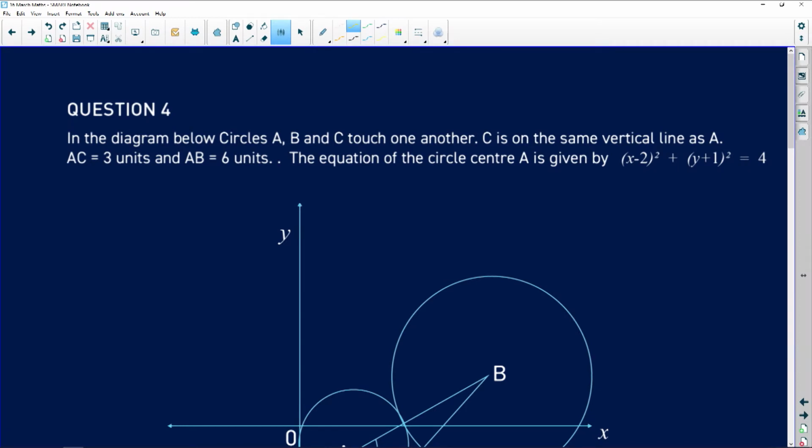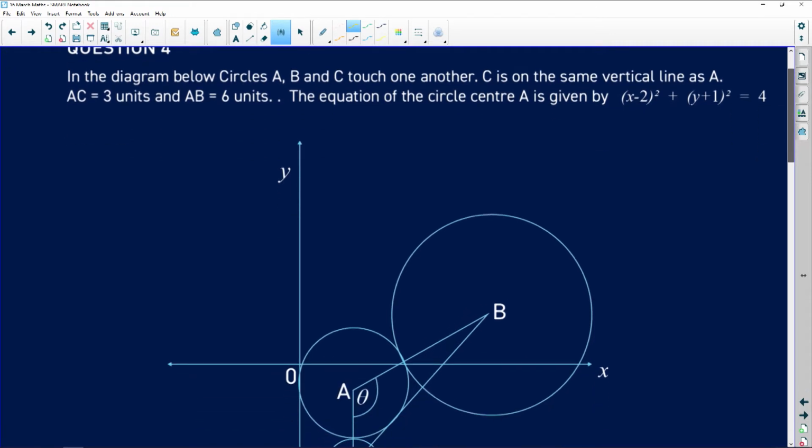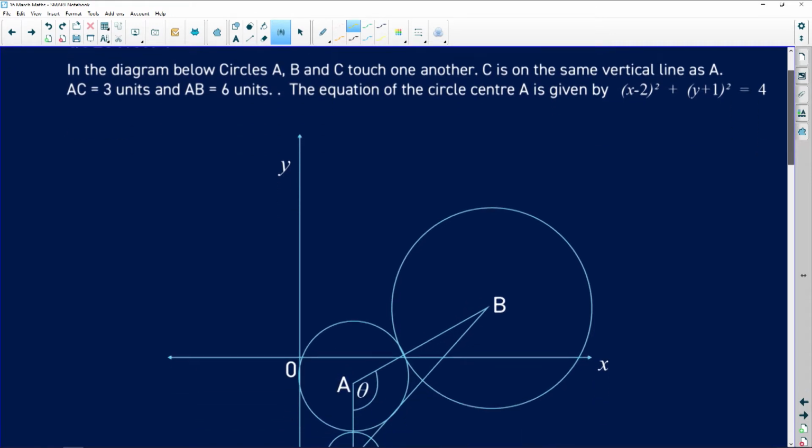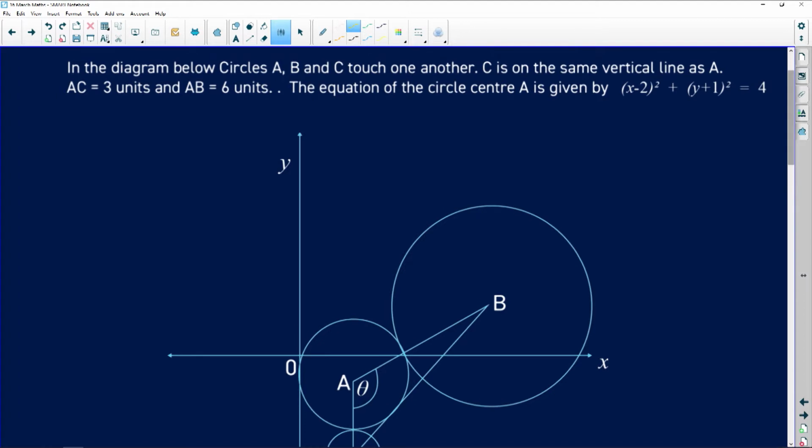It reads as follows. In the diagram below, circles A, B, and C touch one another. Okay, very interesting. They touch one another, a bad thing nowadays because of Corona. You guys can't keep touching each other's hands. Remember to stay safe, stay safe. But in this case, the circles can touch each other.